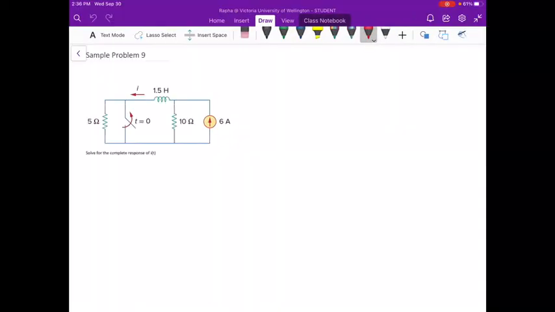At this juncture, let us solve a sample problem. In this given problem, we aim to solve for the complete response of a current as a function of time, or i(t). There are two moments in this switching sequence. The first moment is when the switch is still closed, and the second moment is when the switch has been opened at the start, or when t is equal to 0.